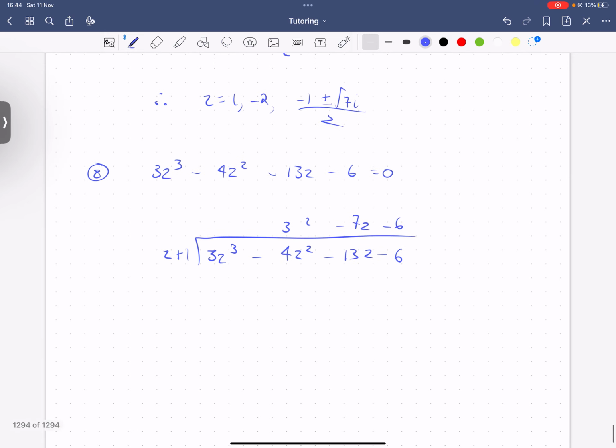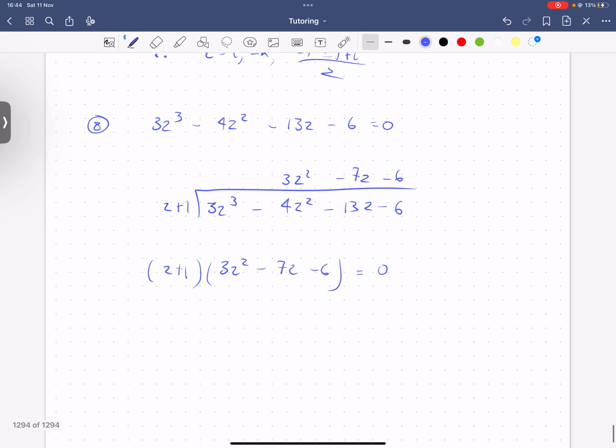And that will give us, okay, I don't know what happened there, there's a z there. We're going to have z plus 1, 3z squared minus 7z minus 6 equals 0. We might use the quadratic formula for that middle thing. So z equals 7 plus or minus the square root of 3 squared minus 4 times minus 6, which is 4 times 3 times minus 6, is 81. Root that, we get 9. So plus or minus 9 on 2 times 3 is 6.